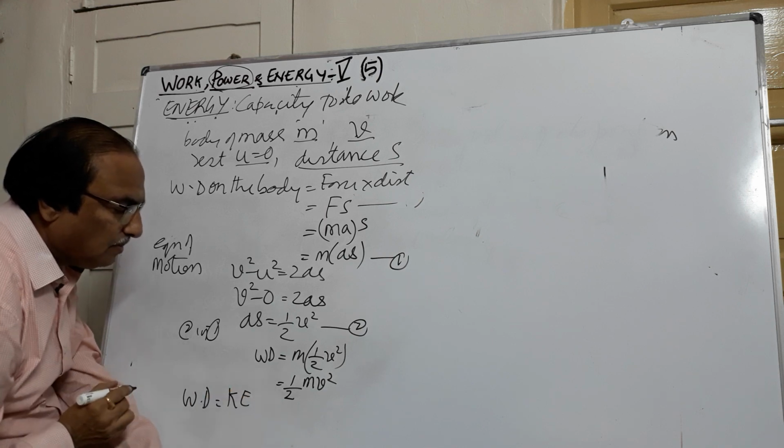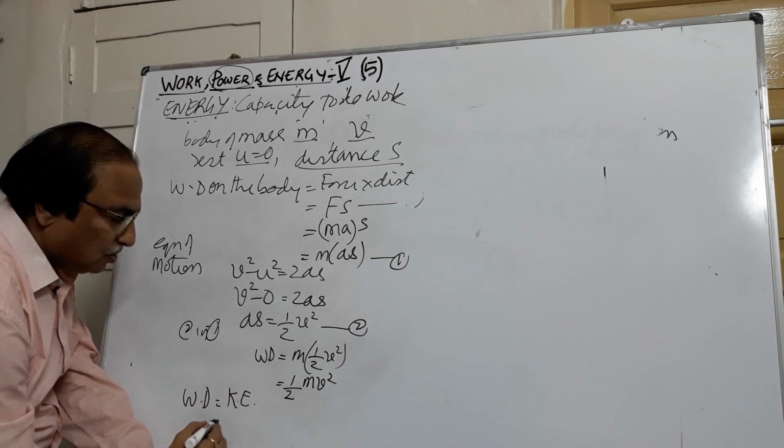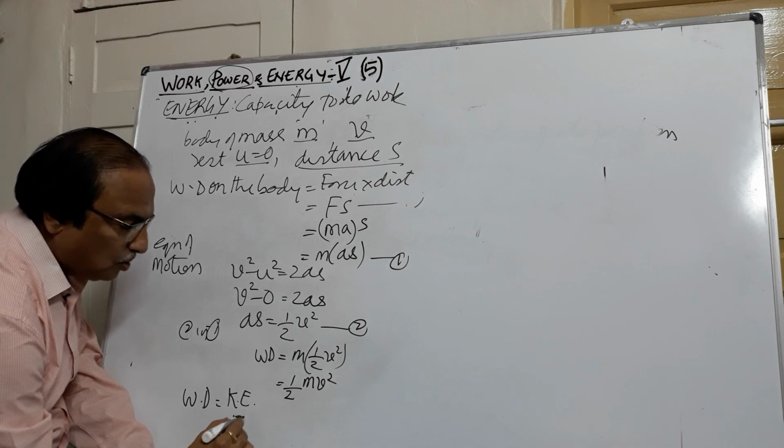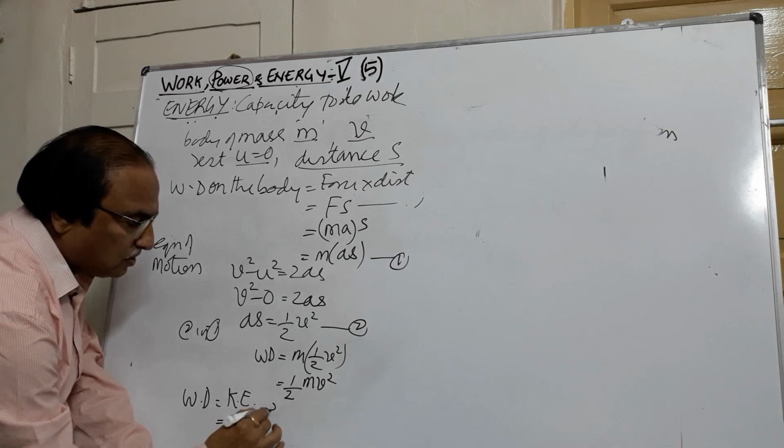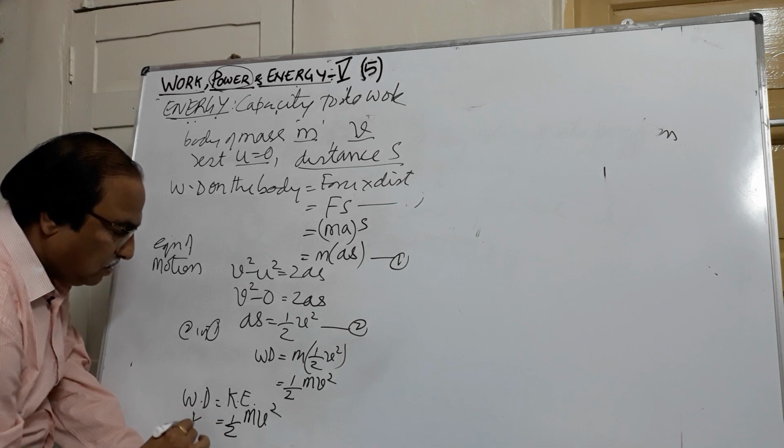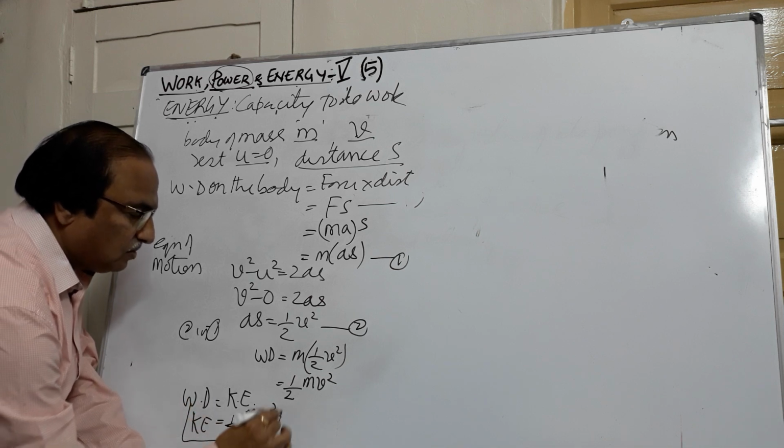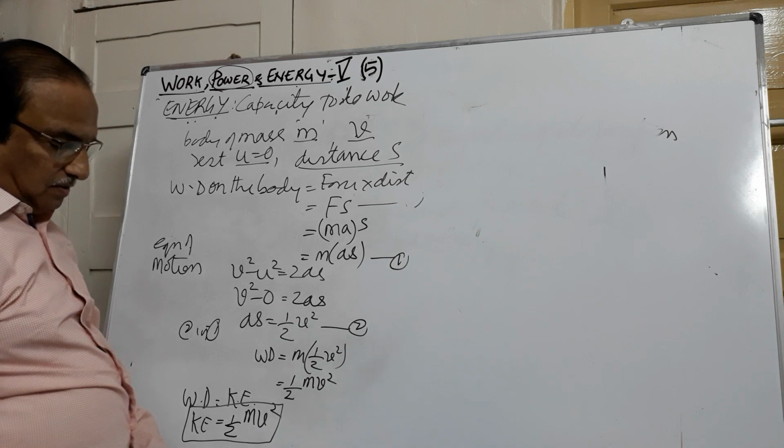Work done by the body is equal to kinetic energy. So this will be equal to half into m v square. So kinetic energy will be equal to half m v square. This is how we get, in simple form, the velocity.